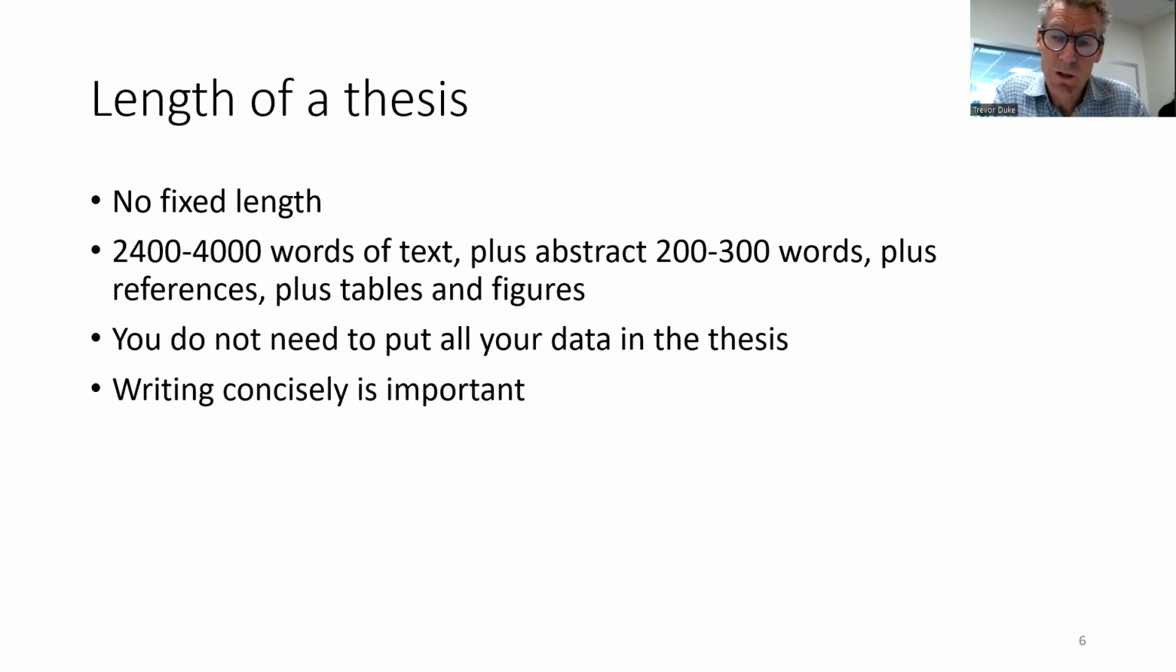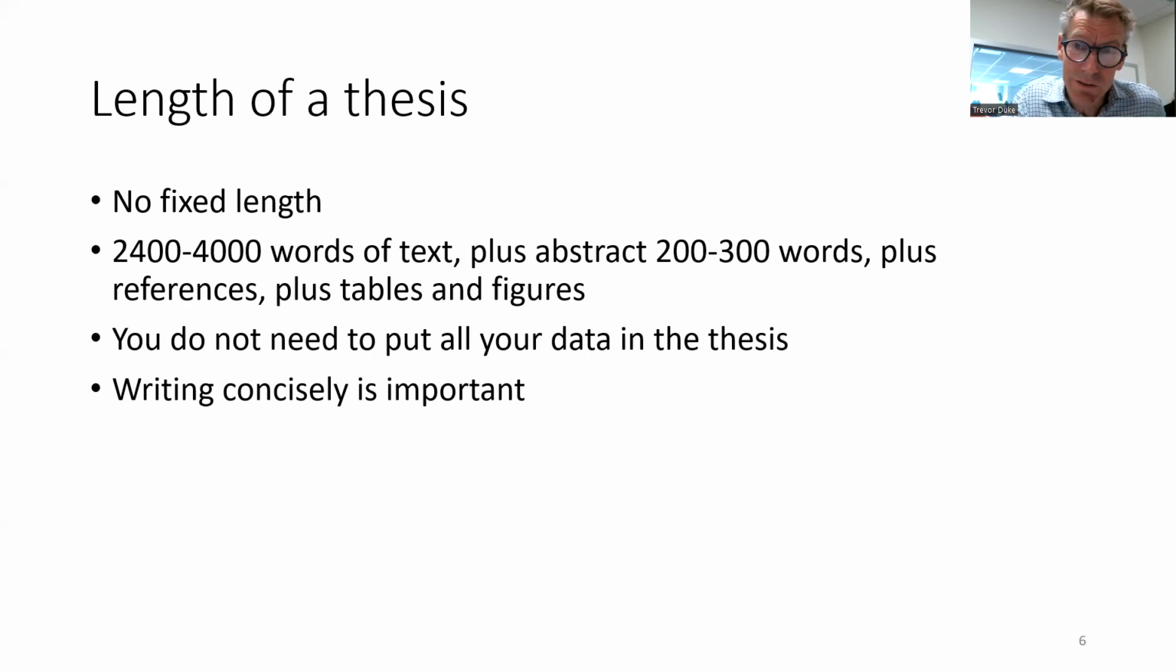Remember I said there's no fixed way, no fixed structure. Well, there's also no fixed length of your thesis either. Mostly it's about 2,500 to 4,000 words. And for a minor thesis, I think that's a good length, around about 3,000 to 4,000 words. It's a good length because it means that you've had to write concisely and not put information in that was not necessary. That's about 2,500 to 4,000 words of text, plus an abstract, which is 200 or 300 words, plus your references, plus tables and figures that illustrate your study.